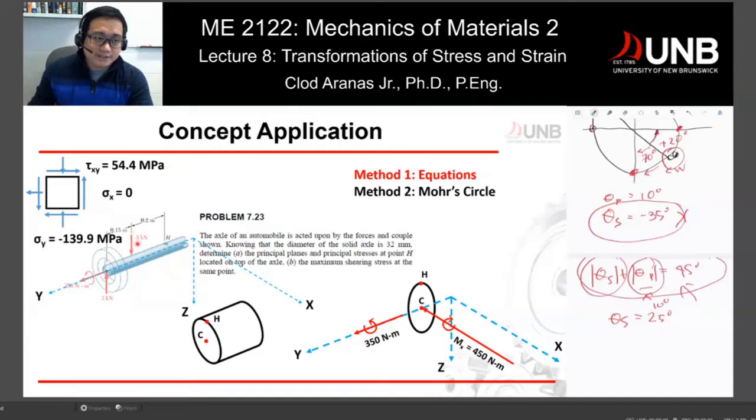So those are the forces, 3 kilonewtons aligned along Z. I gave you this axis here along Z, and there's another 3. Knowing that the diameter of the solid axle is 32 millimeters, once you slice it around H, this would be the cross section of your material. Determine the principal planes and principal stresses at point H, located on the top of the axle, that's the top, and the maximum shearing stress at the same point.